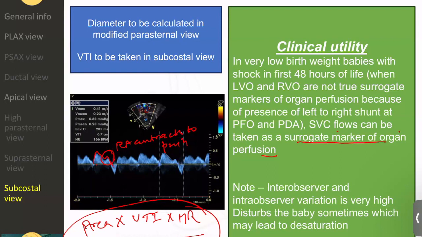But the problem is there is a huge inter-observer and intra-observer variation. When I was learning it, the SVC flows were the new kid on the block and people were using it very much. But what I observed is that it disturbs the child too much. We do it in a 600, 700 gram or 1 kilo baby. Baby is already on ventilator. And then there is a huge inter-observer and intra-observer variation. So over the years, people have started looking at it less and less. But yes, you should know how to take it.